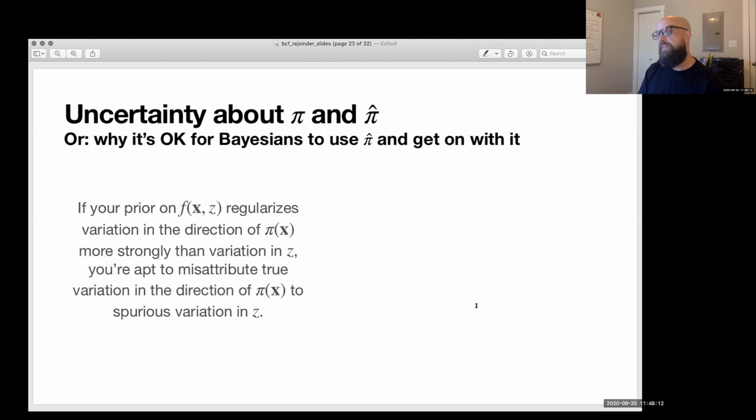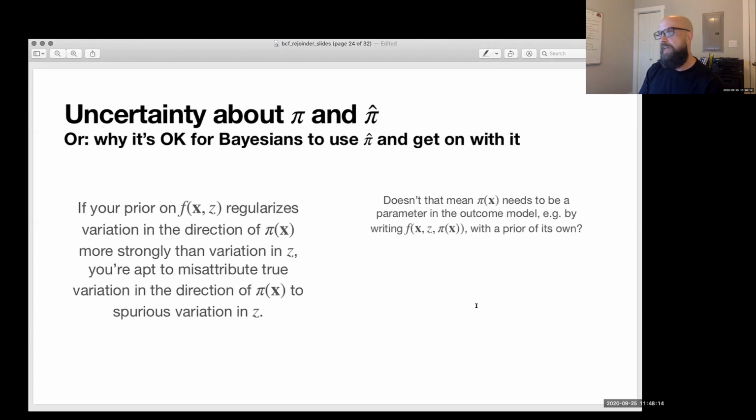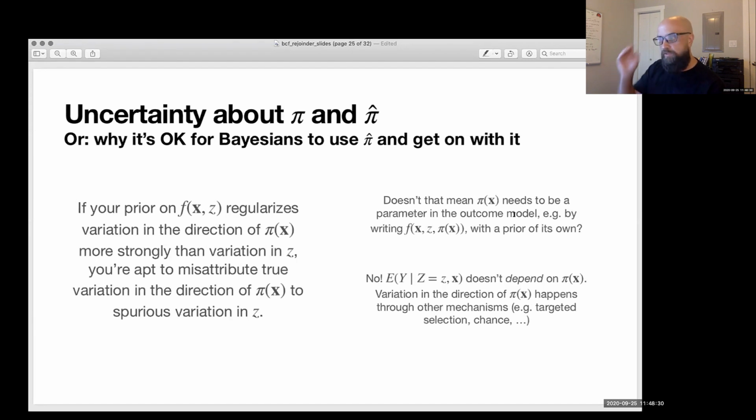So you might read that statement and think, okay, so now I need to actually include pi as a parameter in my output model, right? Maybe I need to write down f of x, comma z, comma pi of x, where pi here is the true propensity score. And then maybe I need to give pi of x a prior of its own because I actually don't know what it is. And I think that's wrong, right?